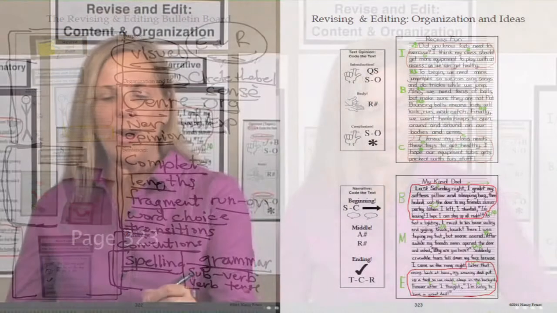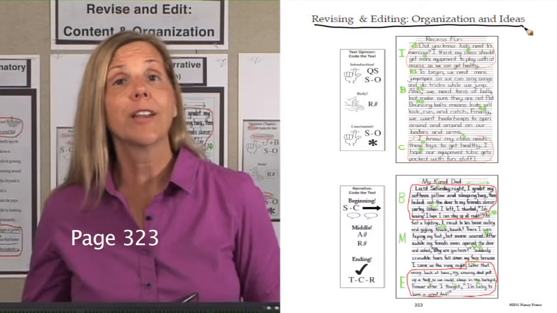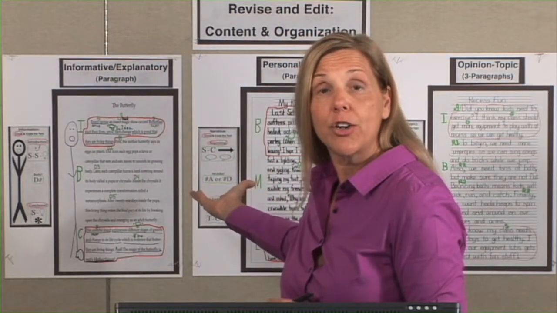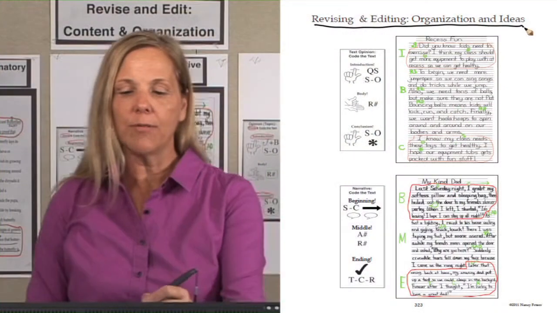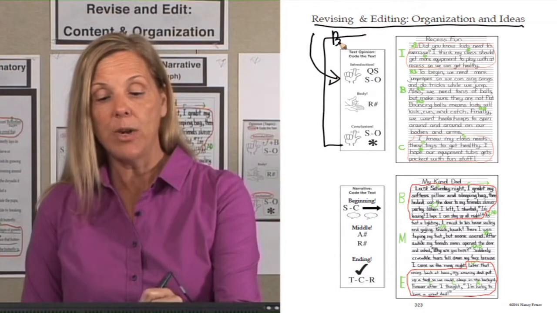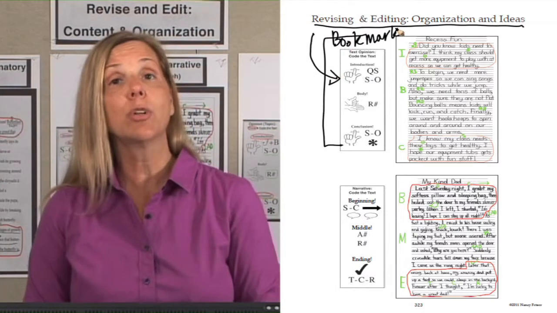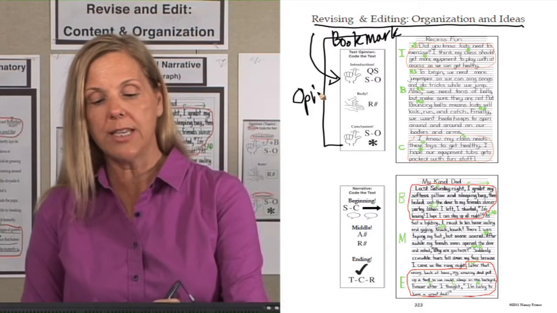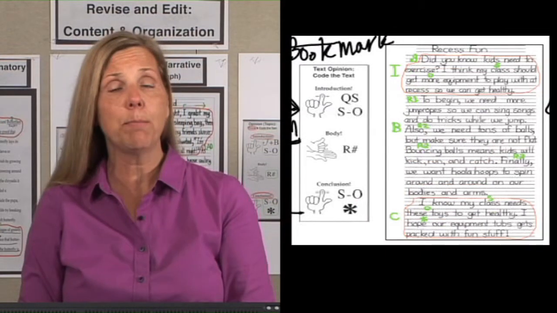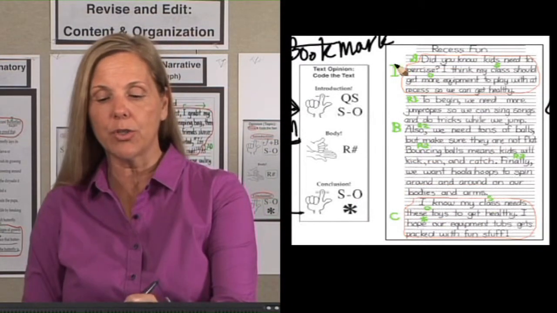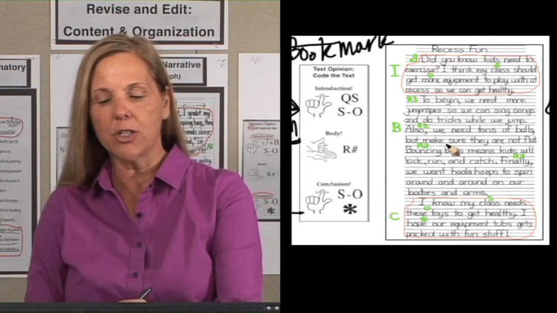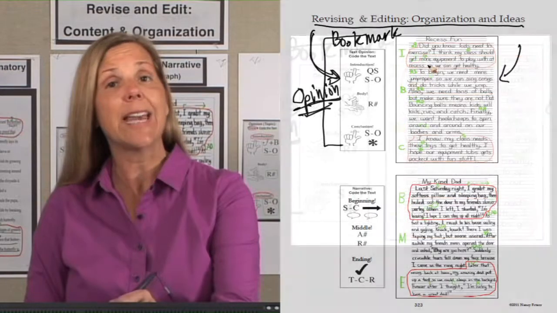On the next page, we have the revising and editing, organization, and ideas. What you will see behind me are some charts that I would have displayed in the classroom that look very similar to the charts that you see on this page. This is a bookmark that we give our students that is connected to a specific genre. For example, this is a bookmark for opinion writing, and then you have an opinion piece of writing completed.